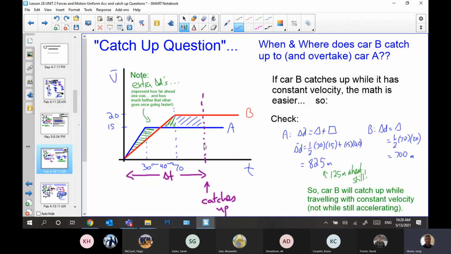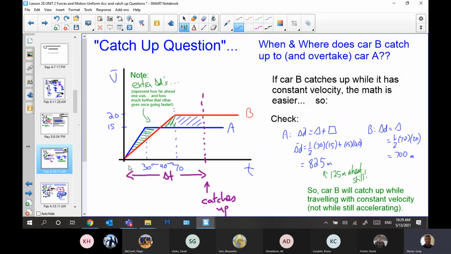We have car A. The distance or displacement it goes while accelerating is this part, one half the base times the height on the VT graph. That's just the triangle area. And then the car goes this rectangle I'm circling with my mouse, from the 30 until the 70-second mark. That's 40 seconds, so there's the base times the height. You can see that car A goes 825 meters up until 70 seconds.